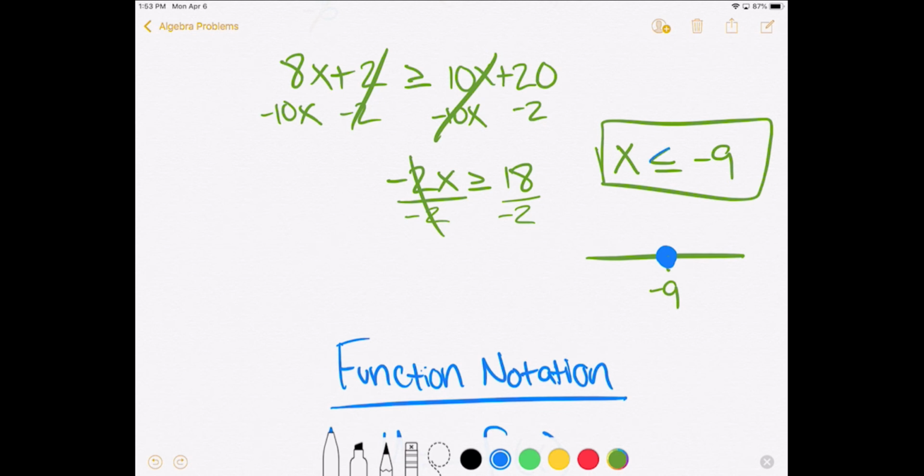And now my inequality reads less than. Okay, it's not eating the x. It's eating the number across from the x. It's eating -9. So x is less than -9. So that's everything to the left.